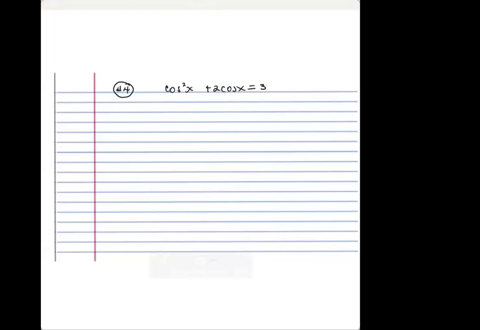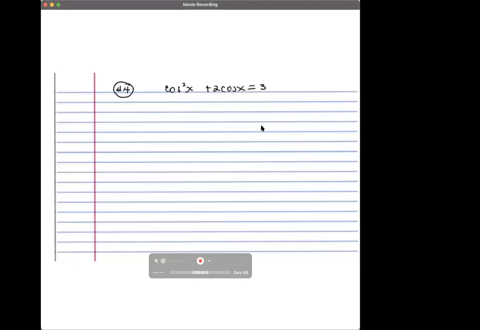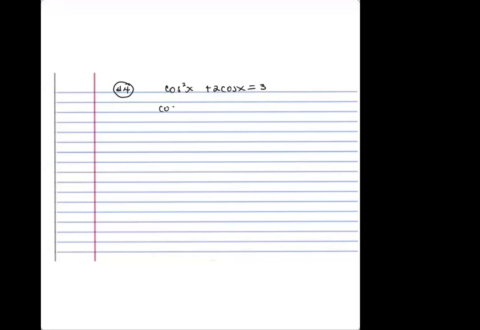So the first thing I'm going to do is write it in standard form. In the last case, we had something squared equal to a constant. In other words, we didn't have a cosine that was linear. So for that one, I isolated the trig function. Here, the cosine occurs twice. So I'm going to rewrite it so that I have 0 on one side and everything else on the other. So I'm going to subtract 3 from both sides. So I have cosine squared x plus 2 cosine x minus 3 equal to 0.